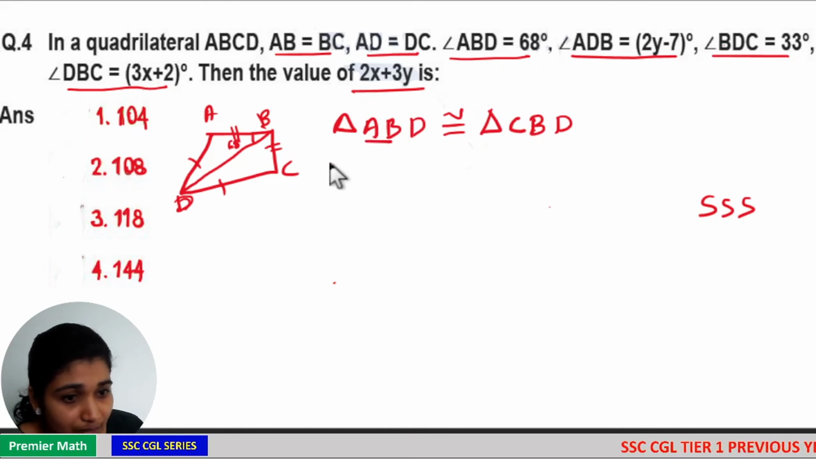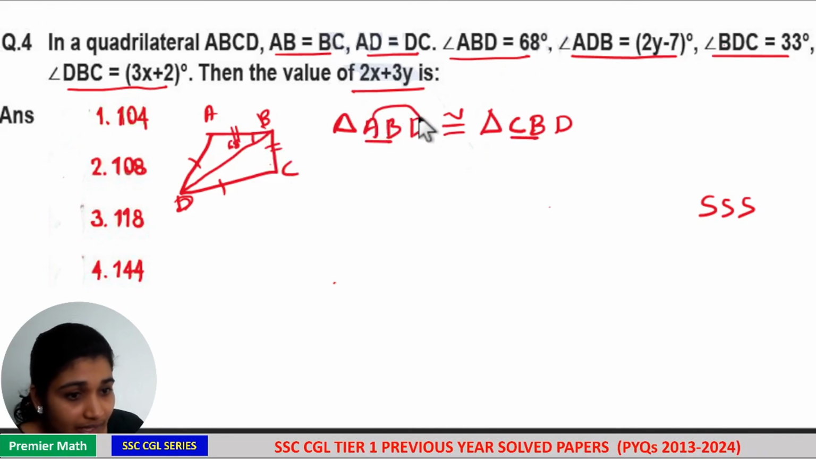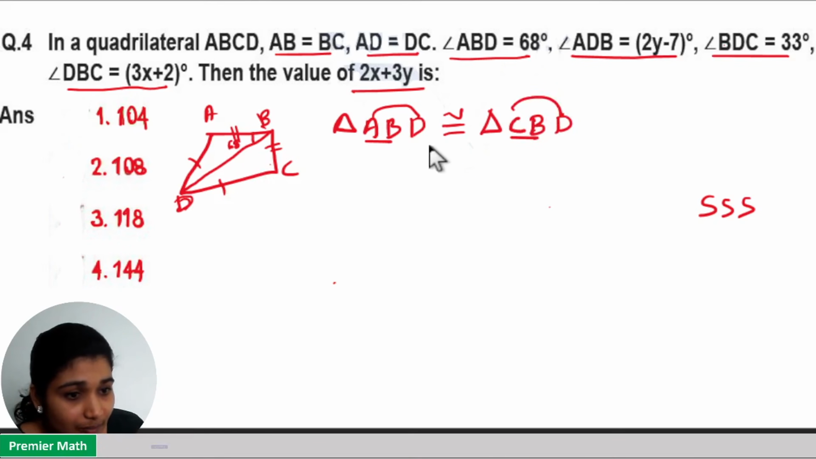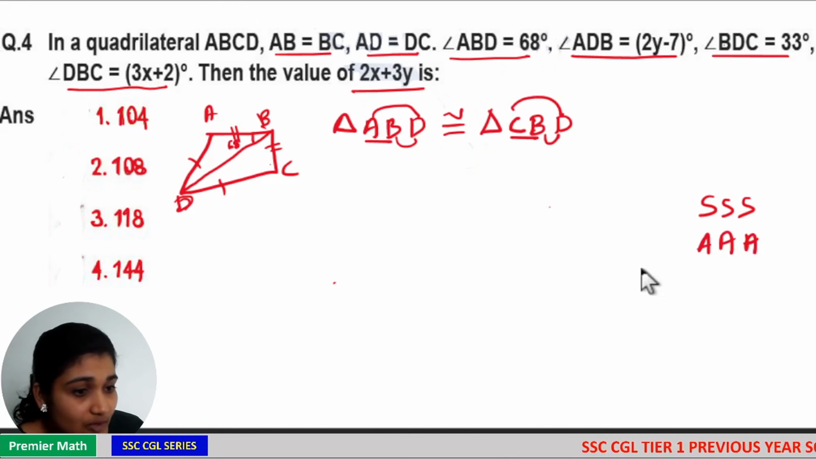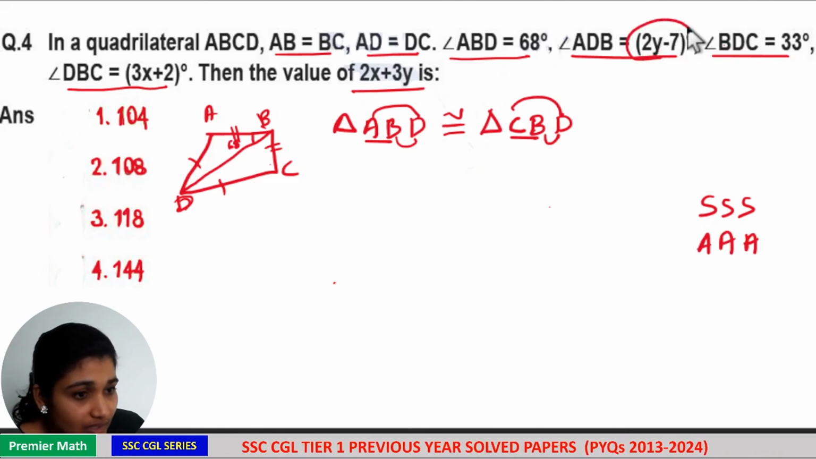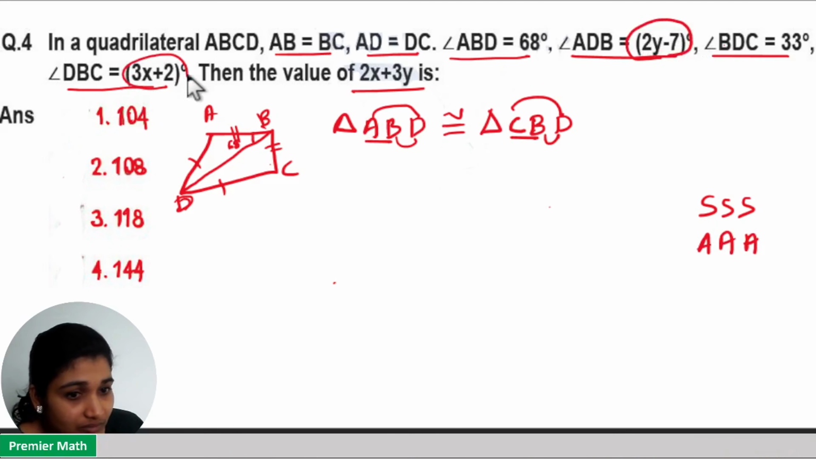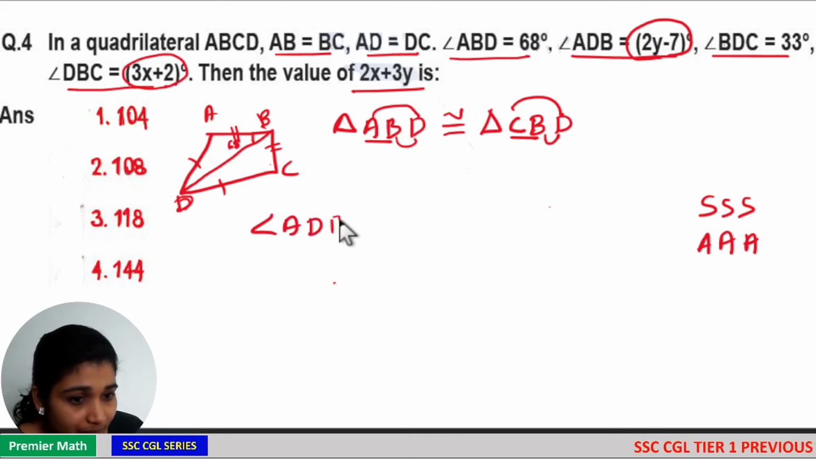Now, you can see here AB equal to CB and AD equal to CD. Then BD is common. When three sides are equal, all the three angles are also equal in congruent triangle. So equate the angle. Here just equate this x and y terms angles with the remaining angle. Here first take 2y minus 7. Angle ADB equal to 2y minus 7.